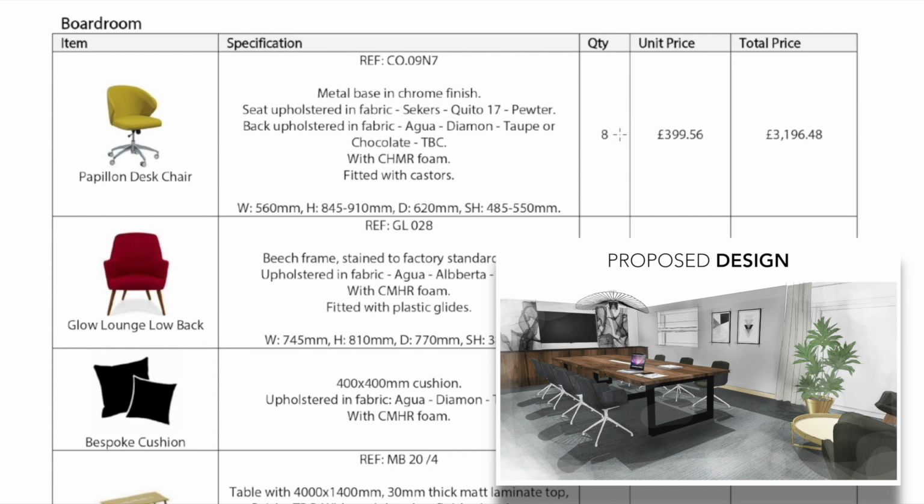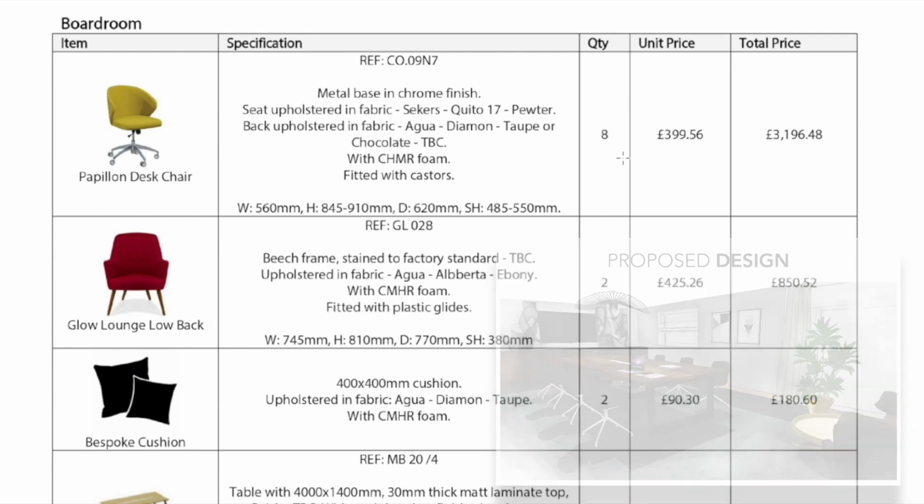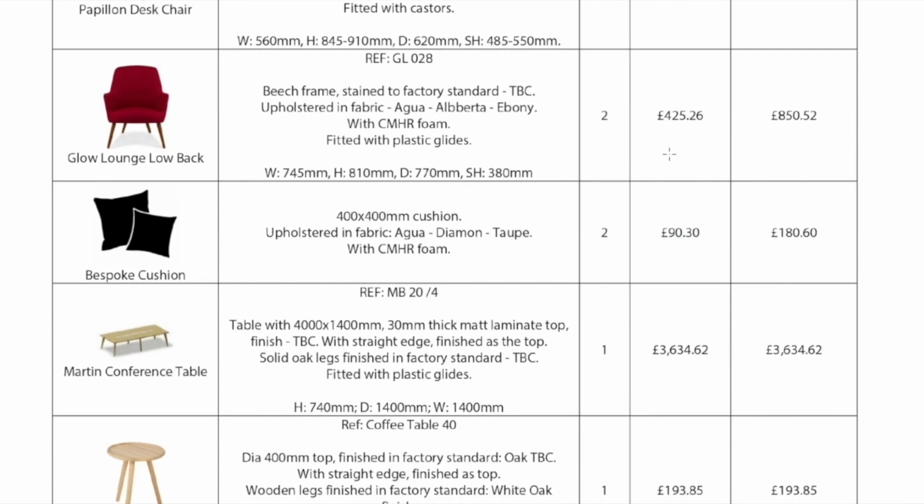Then there's another section for quantity. So how many pieces do you need of this? Then there's a unit price. So that's a single price. So this single chair would cost you £399.56, but because you need 8 of them, then you would be paying just over £3,000 for all of them. So you can see how quickly all of this starts to mount up.